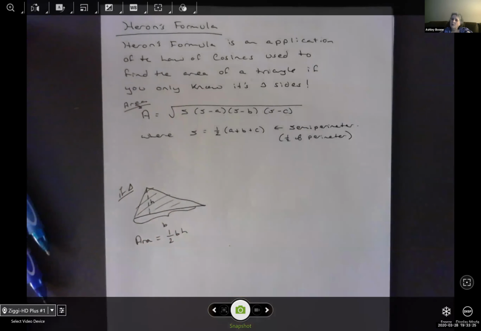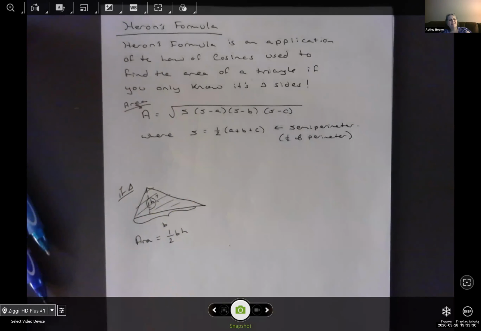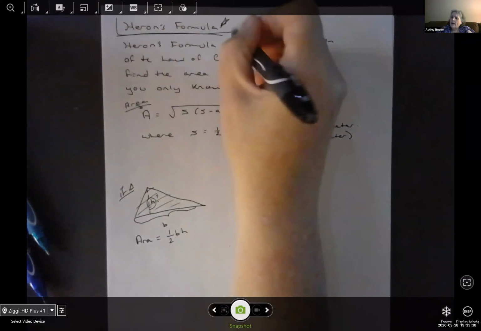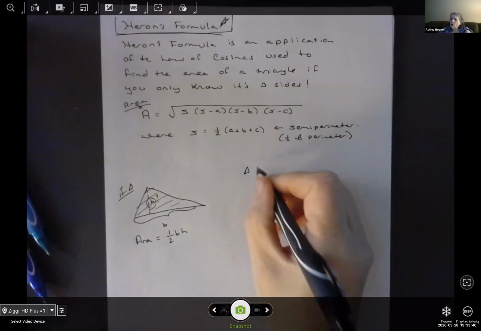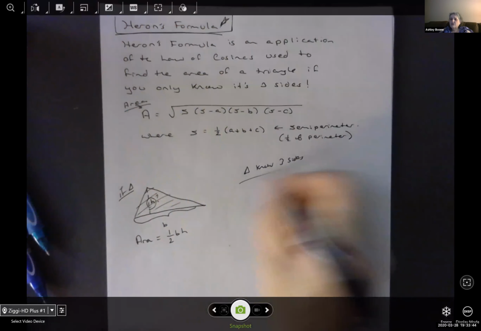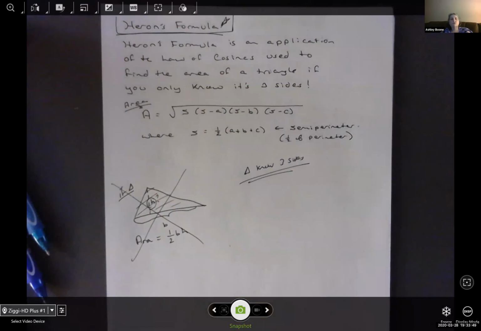But we don't always have the height given, and it's not always easy to find the height in what you have been given. So Heron's formula is for a triangle where you know your three sides, but you don't necessarily know the height. So we're not going to use area equals 1/2 base times height, okay?